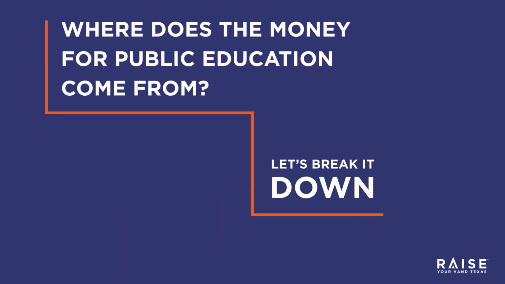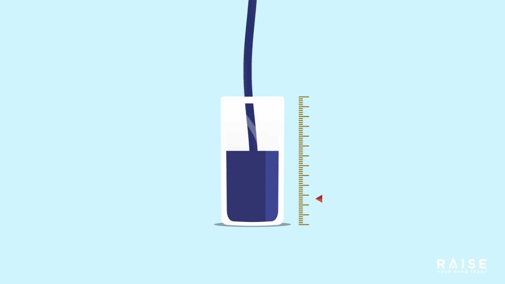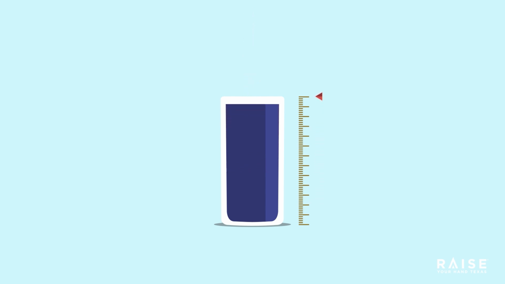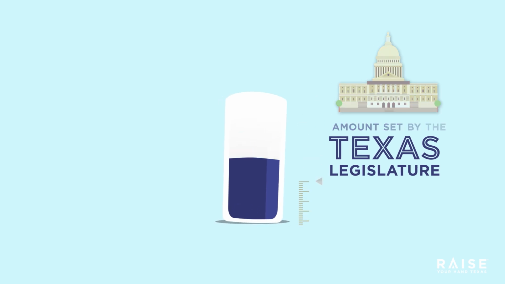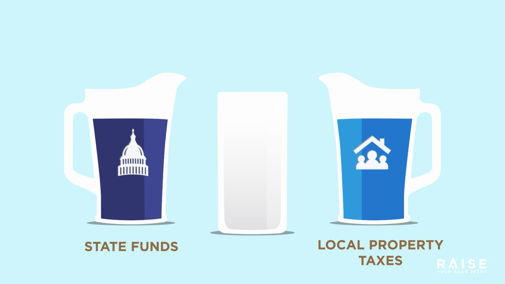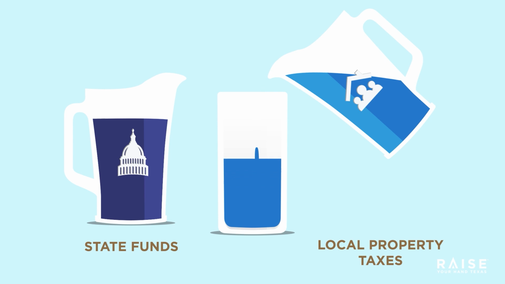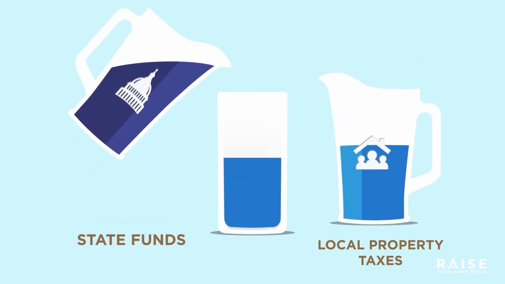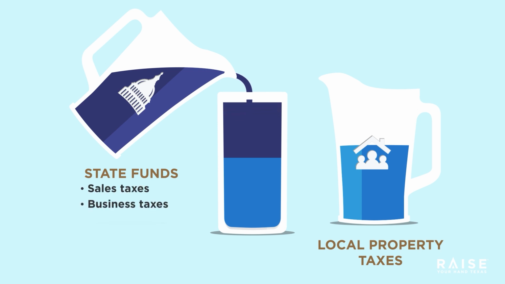Let's break it down. First, think of funding schools like filling up a glass of water. The water in the glass represents the amount of money the Texas Legislature allocates to educate each student. The water is sourced from two primary pitchers. The first is school district revenue generated by local property taxes. The second is state funds, which are generated by things like sales taxes, business taxes, and lottery proceeds.